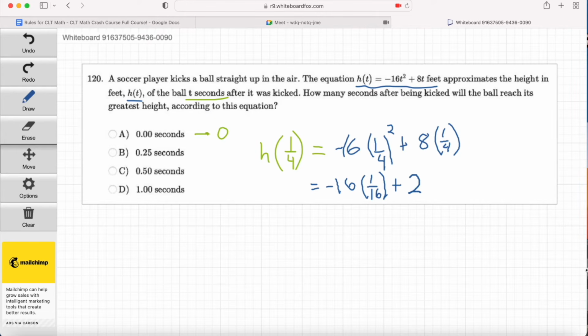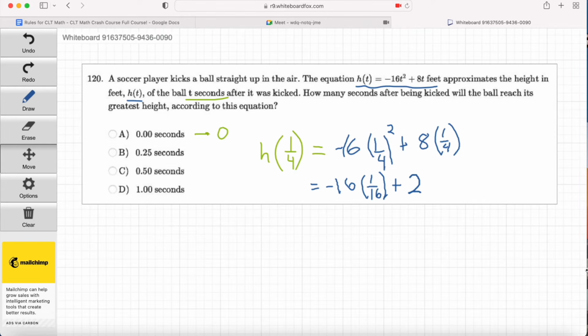Yeah, that's just 2. 8 times 1/4 is 2. Okay, how do we simplify this? What's -16 times 1/16? I'm not even sure.